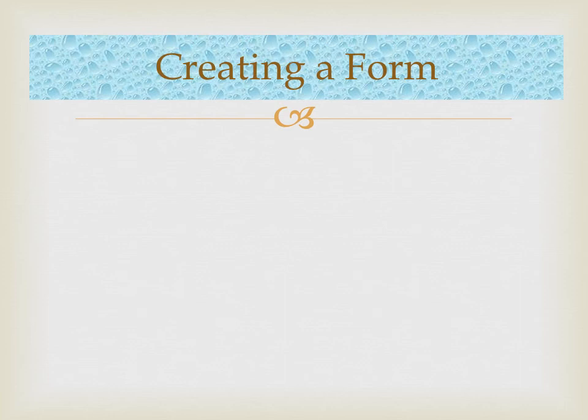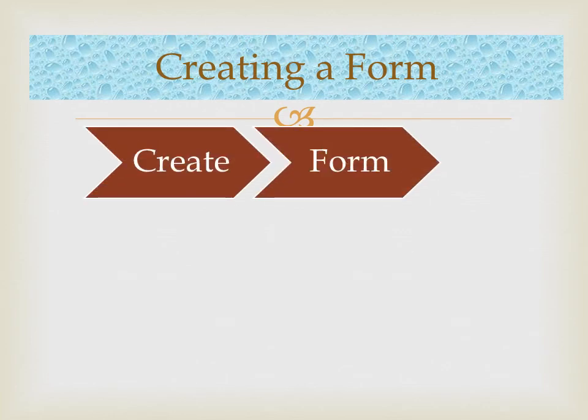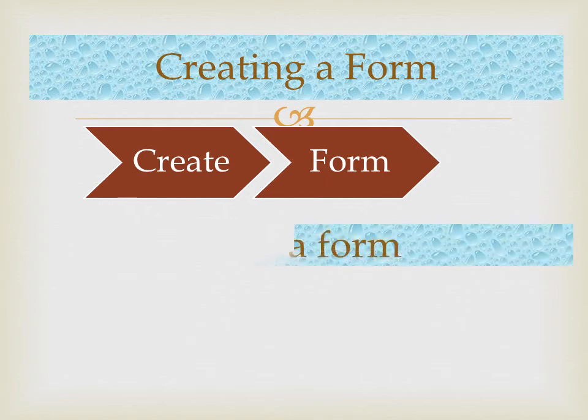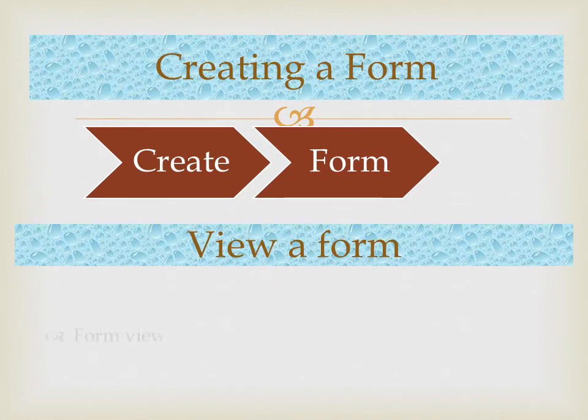The next important heading is creating a form. How to create a form? First, click the create tab on the ribbon. Then next, click the form from the forms group. Access creates a form and places all the fields of the selected table on the form. Then next is how to view a form.